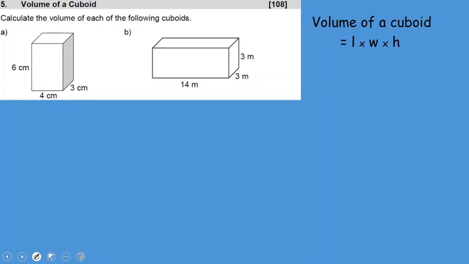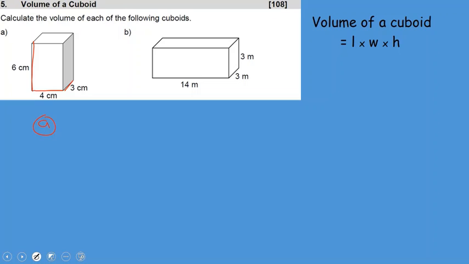So our volume of a cuboid now. To do that, we need to just multiply the length, the width, and the height all together to give us our volume. So pause the tape. Welcome back. So let's have a look at A.